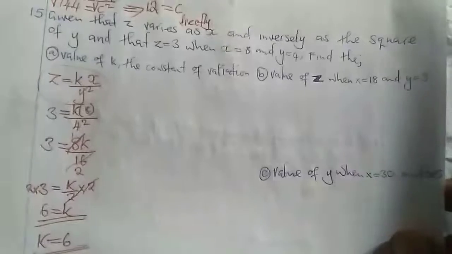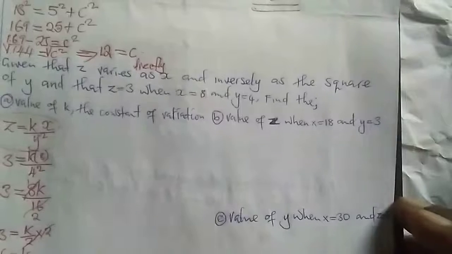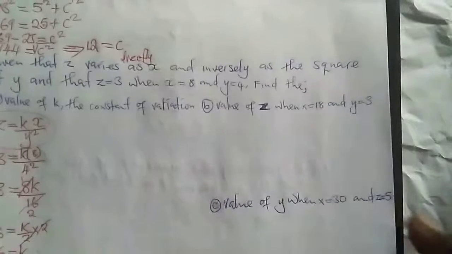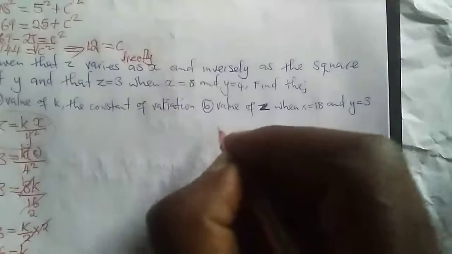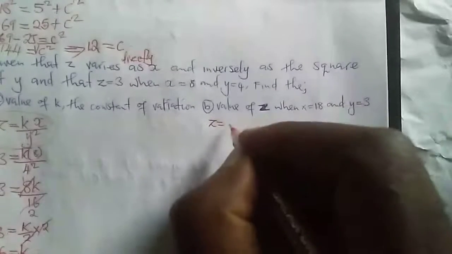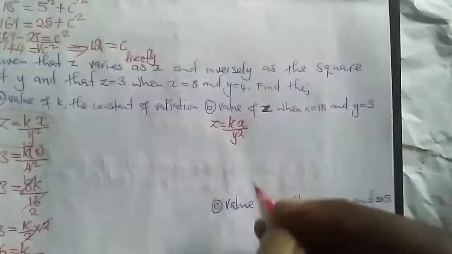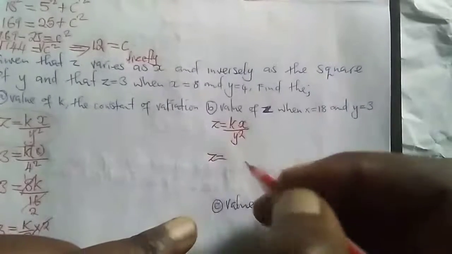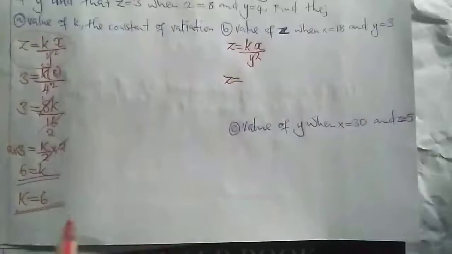Okay, once we have done that, then we can go to question B, which is find the value of z when x is equal to 18 and y is equal to 3. Okay, so we are supposed to find the value of z. So the formula we have is this one. So we're going to say z is equal to kx over y squared. Okay, so we need to find the value of z. So we can say z is equal to the value of k we found, it's here. The value of k is the one we found here. That is the constant of variation, which is 6.